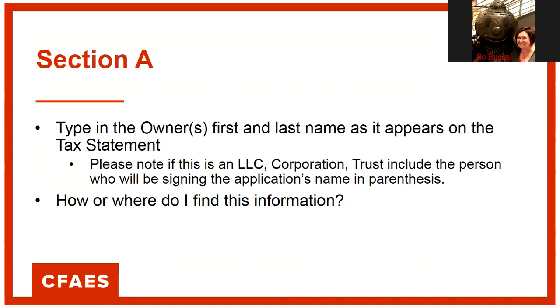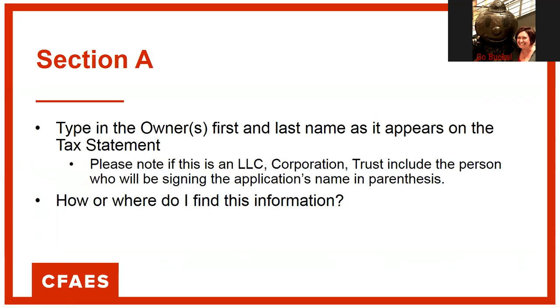And then in parentheses, we want you to add the person who will be signing the application. Again, it does need to be the landowner filling out the application. So if you cash rent land, you can't fill this out on behalf of someone you're cash renting for. It needs to be filled out by them, but I would recommend that you assist them.